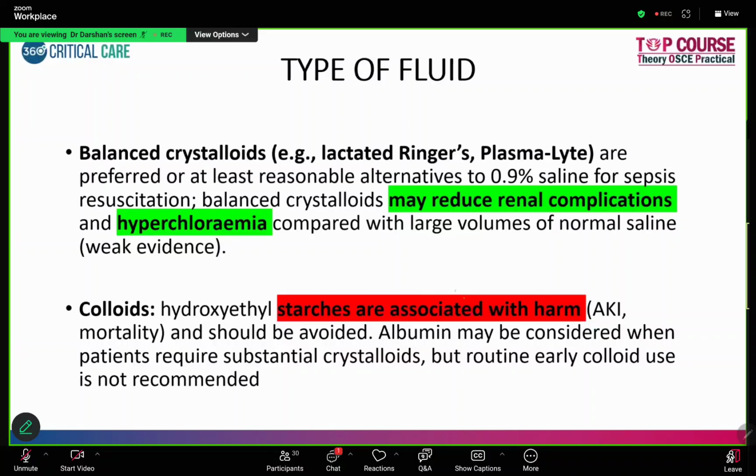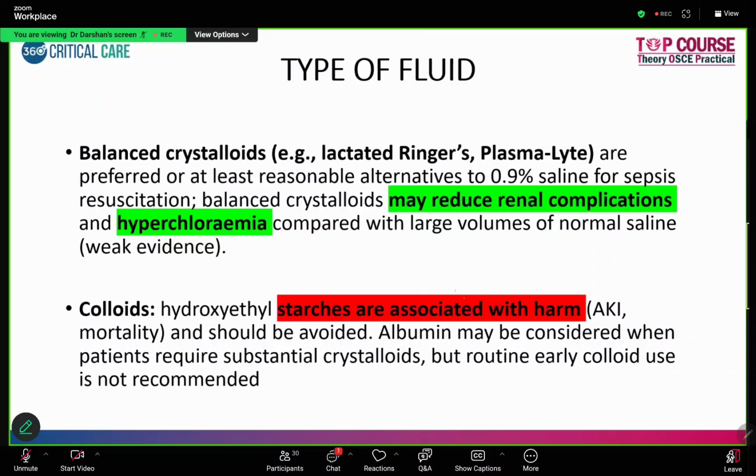Next, we have addressed the volume of fluid. What is the type of fluid is the next question. In the next part of your answer, write about the type of fluid. Remember, right now we have no ambiguity that crystalloids are the fluid of choice in patients with hypovolemia and sepsis. We all know there's a lot of evidence telling that colloids are harmful. So why again are crystalloids very much safe?